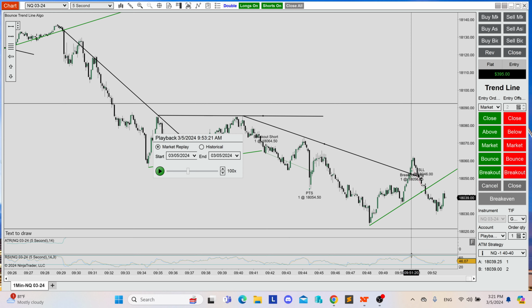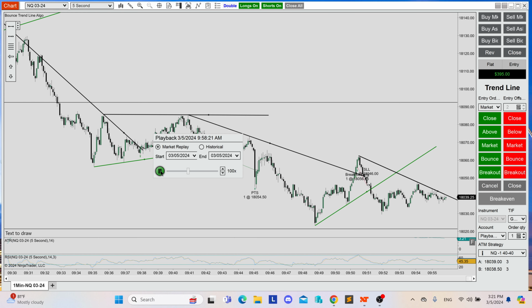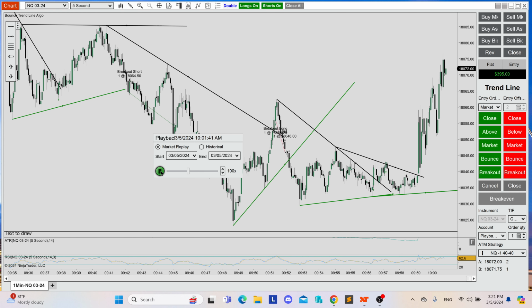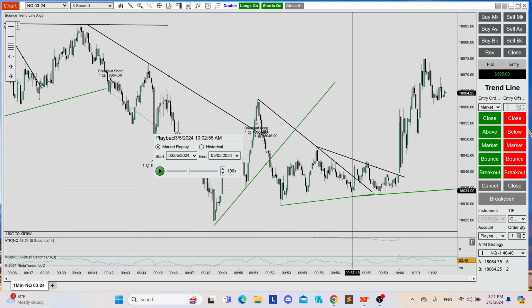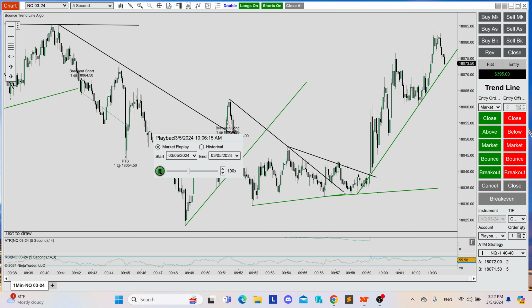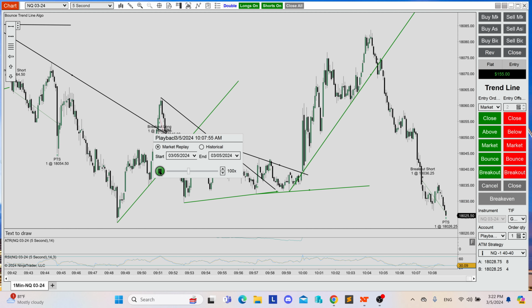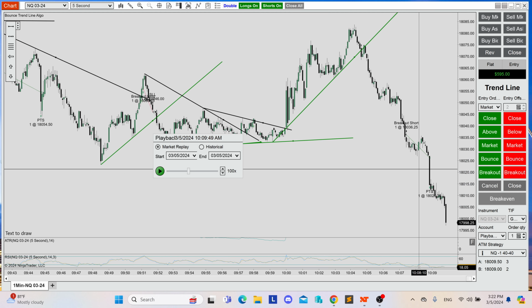There was momentum, but it immediately reversed. Same thing as here, here was a break, but there was no momentum. Same thing here, there was a break, but there was no momentum. Here there definitely was momentum.